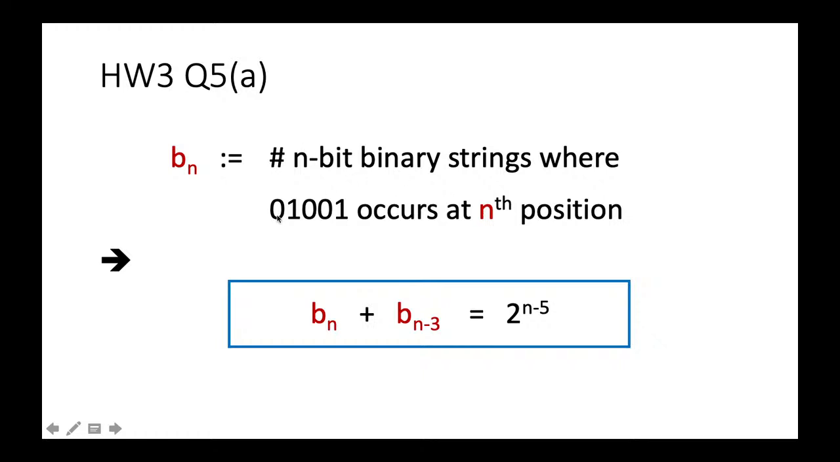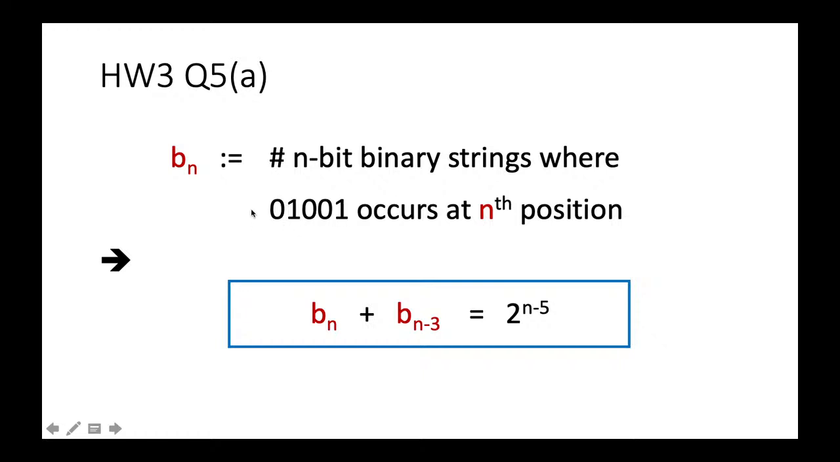Because the ending part is fixed, 01001, the number of these kinds of strings is 2 to the power n minus 5. There are this many strings ending with 01001. But not all of the strings belong to this type that occurs at the nth position. Bn of them, of course, should be counted. But why don't we have all the strings counted as occurring at the nth position?